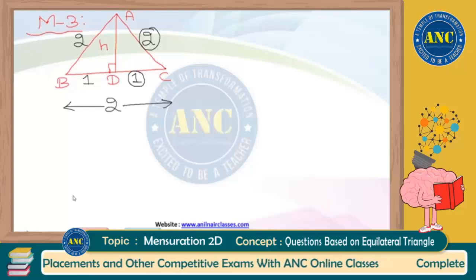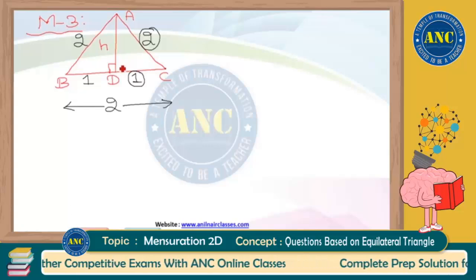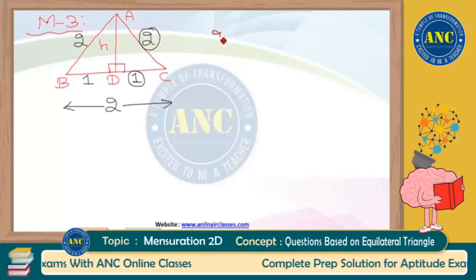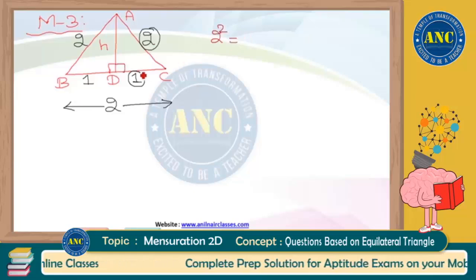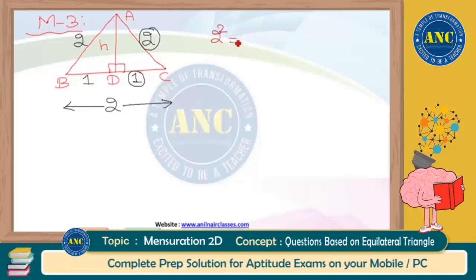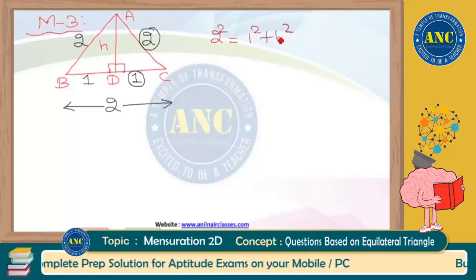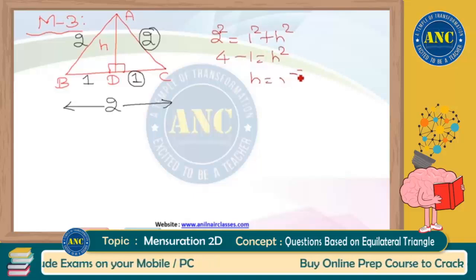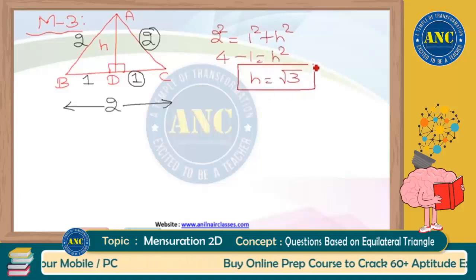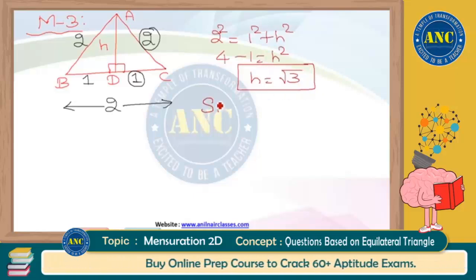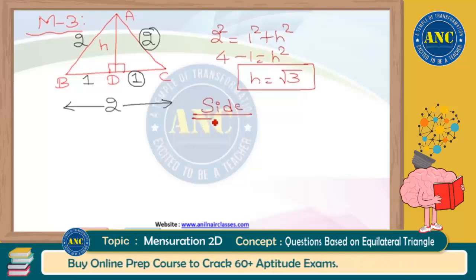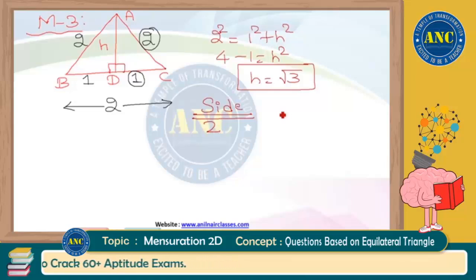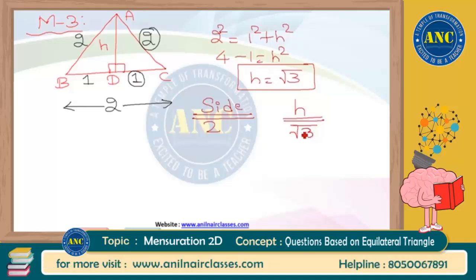Now, simple, right, sir? Can I find the height? So this is nothing but hypotenuse square is equal to adjacent square plus opposite square. It is 1 square plus h square. So 4 minus 1 is equal to h square. h is equal to root 3. That means if I assume the side as 2 centimeters, then the height of that equilateral triangle will be root 3.